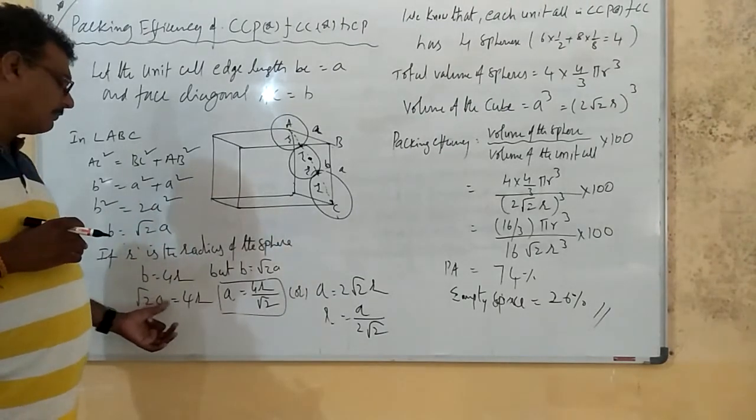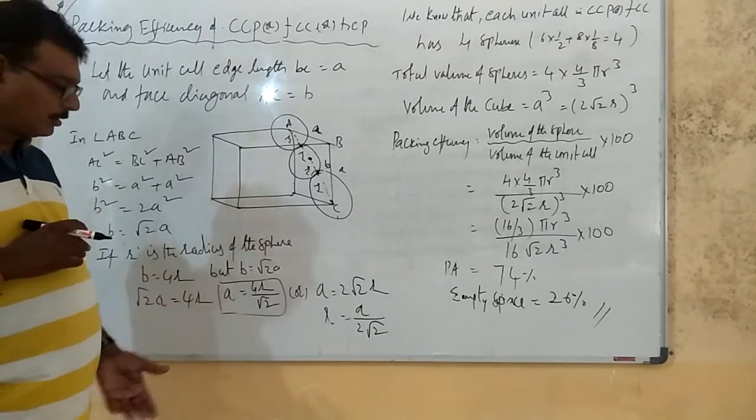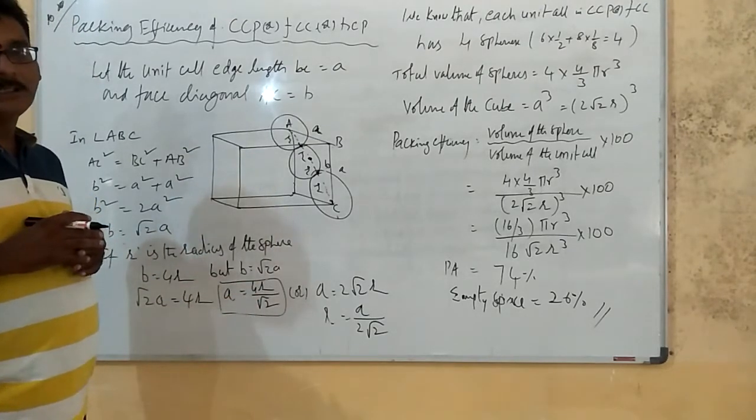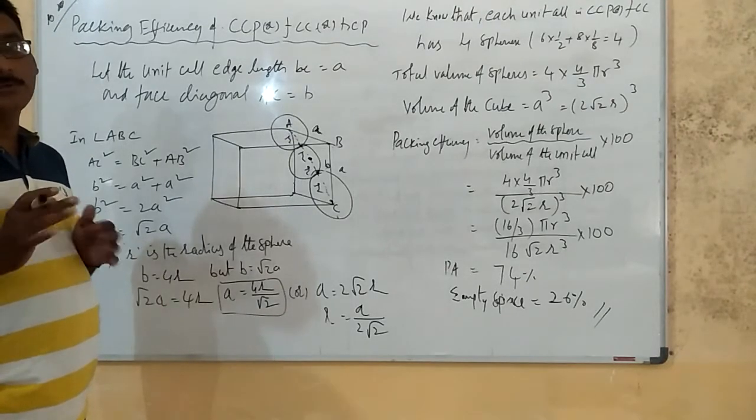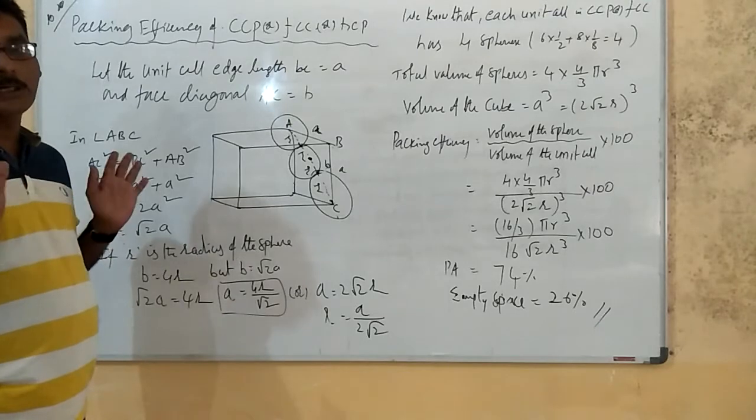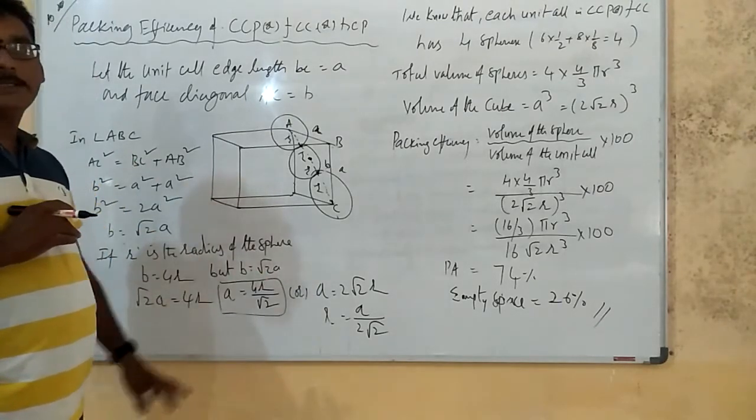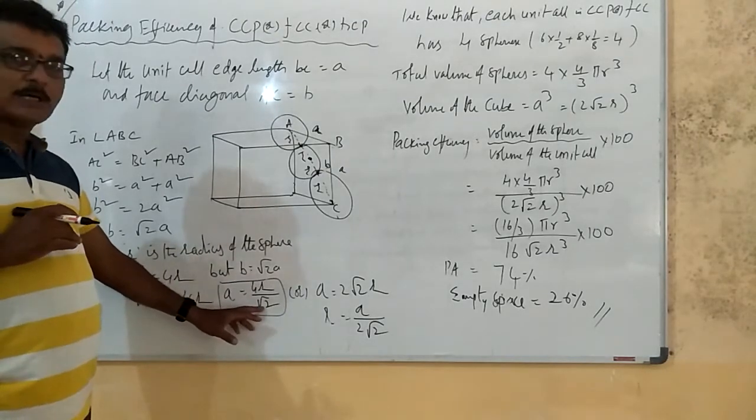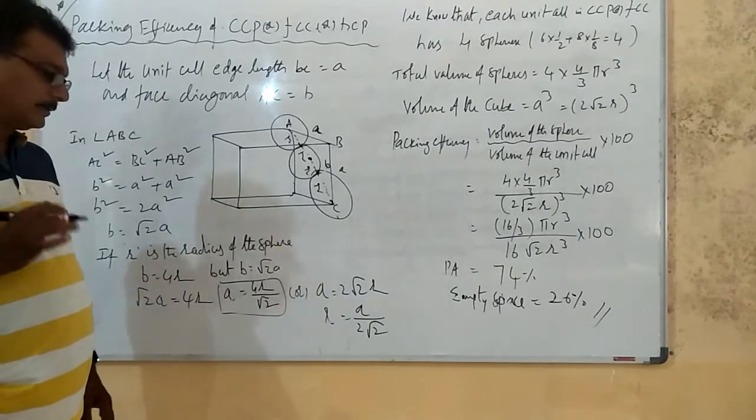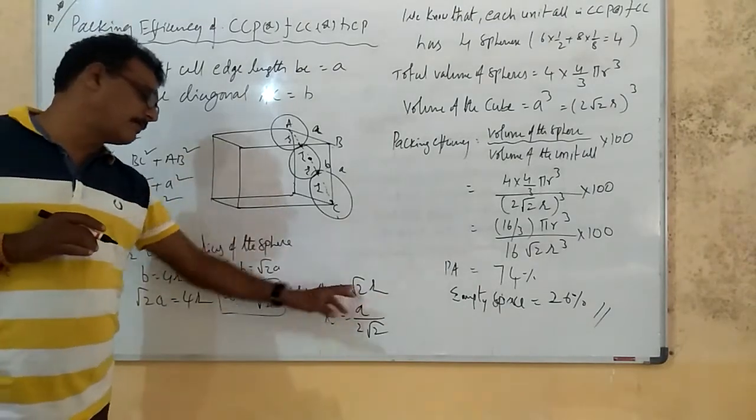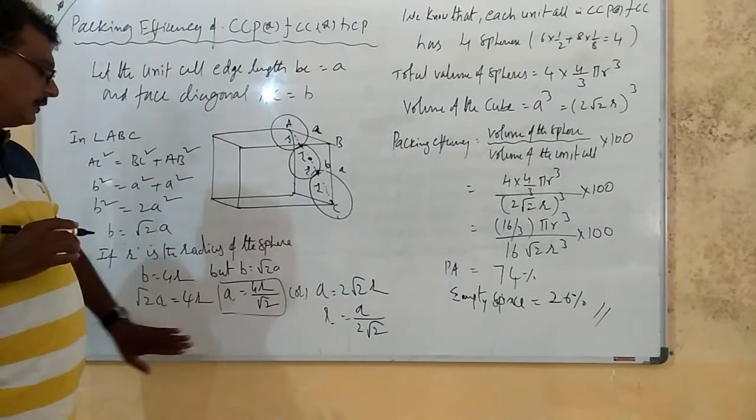So now, what is the edge length formula? A is equal to 4R by square root 2, or A is equal to 2 into square root of 2 into R. This can be written like that. That's why A is equal to 4R by square root 2, or A is equal to 2 root 2 R. R is equal to A by 2 root 2. This is the edge length.